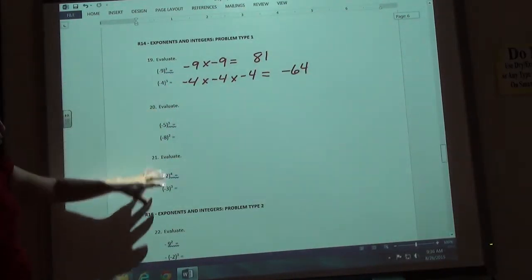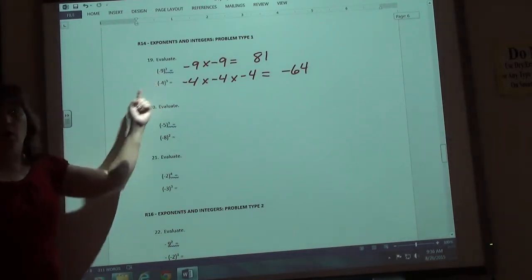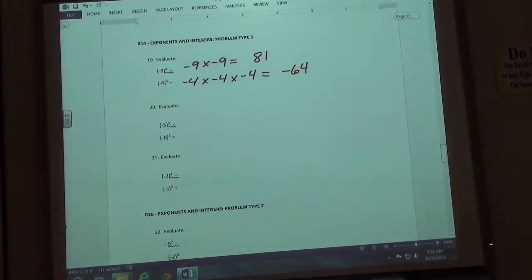So as a general rule, if the parentheses are around your number and your exponent is even, you're going to get a positive number, just like when you multiply. If your exponent is odd, you're going to get a negative number.